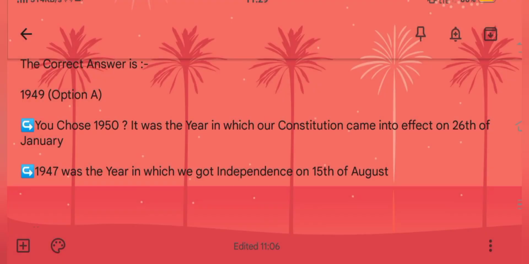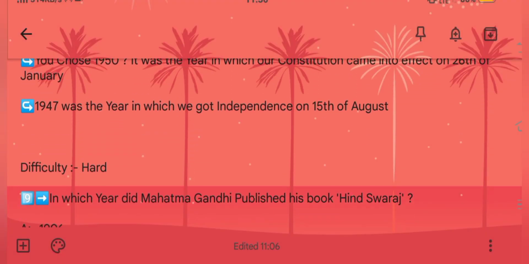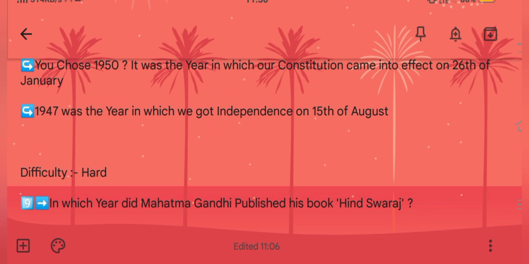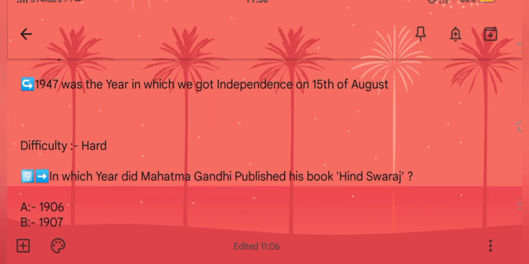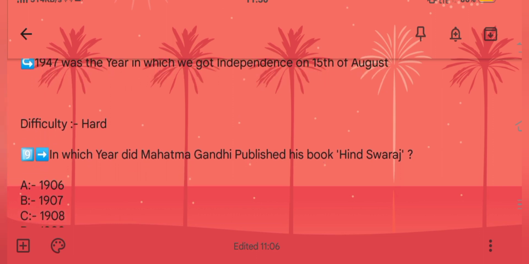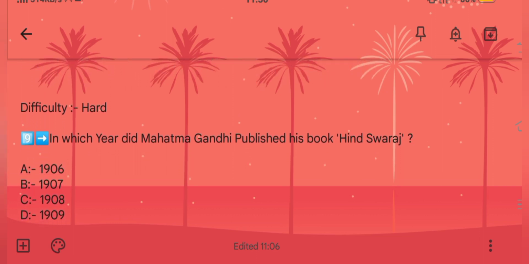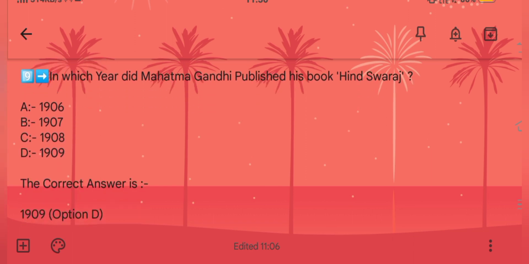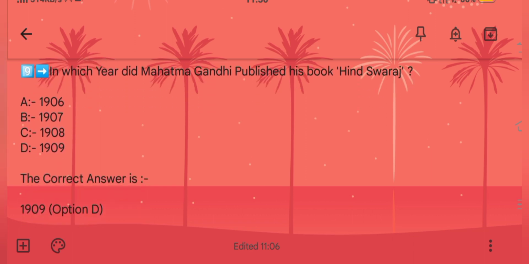Now let's move on to a little hard question, which is, in which year did Mahatma Gandhi publish his book Hind Swaraj? Option A, 1906, B, 1907, C, 1908, or is it D, 1909? The correct answer is 1909, or option D.